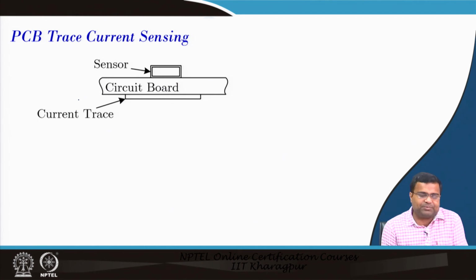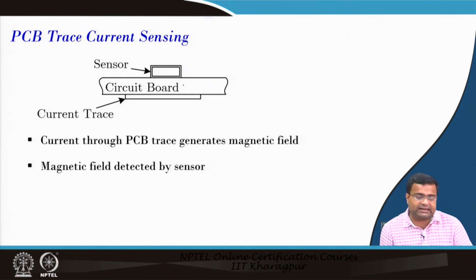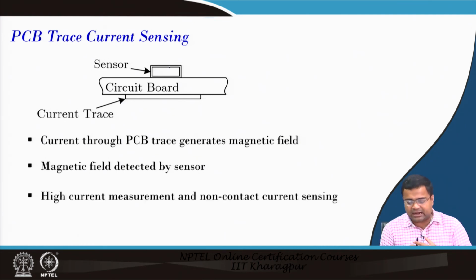Now, if you are going for PCB trace current sensing, typically the current flowing through a PCB trace generates a magnetic field, because any current flowing through a trace will create a magnetic field. The magnetic field is detected by a sensor. So, you place a sensor here, and this technique allows high current measurement and non-contacting current sensing, because you are not physically cutting the path, you are just putting the sensor on top of the current path.